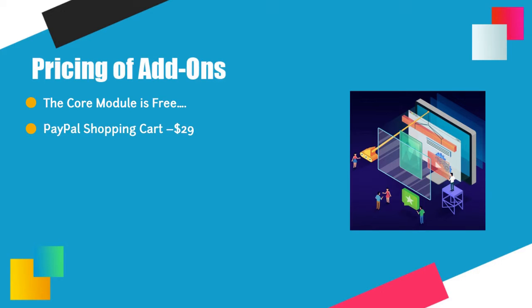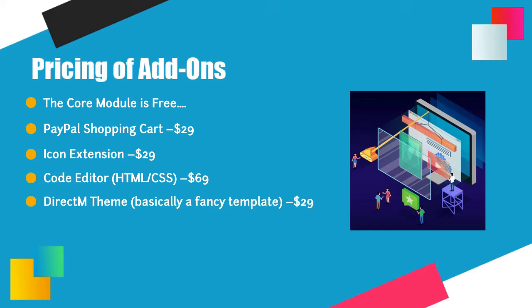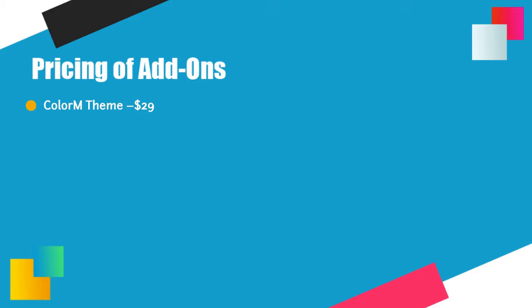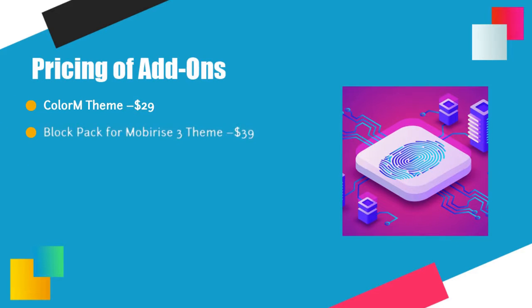So probably if you buy anything, you'd be buying a PayPal shopping cart, and you might buy some icon extensions. And then if you really want to get into the code, if you feel like, I want to get behind the code, I want to know how this works, you can do that. There's a code editor. There are some other themes, like DirectM, SpaceM, ColorM, other things like that. Then they've got a block of 3, and then they give you an image slider.